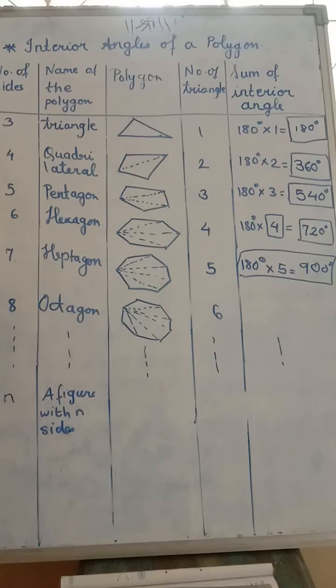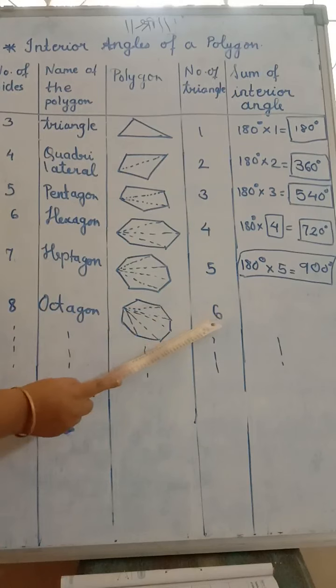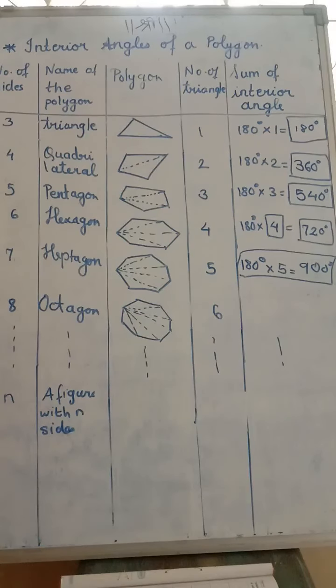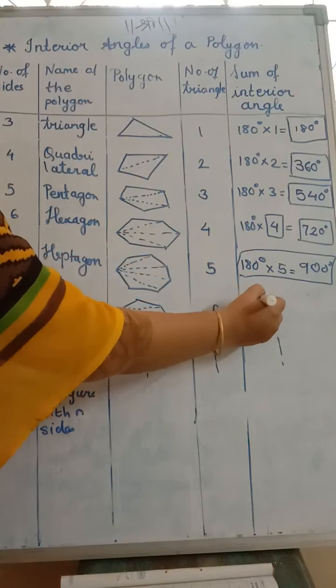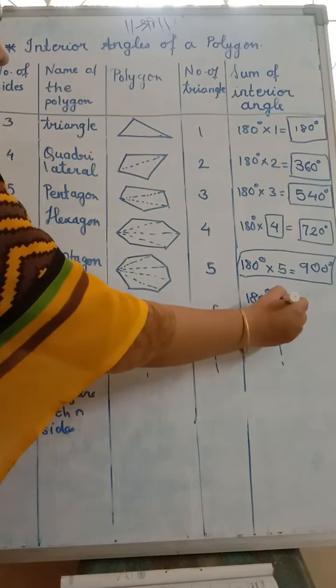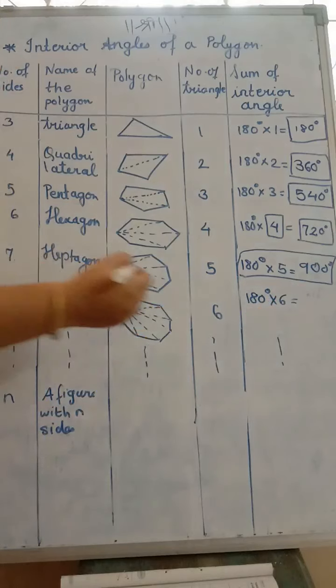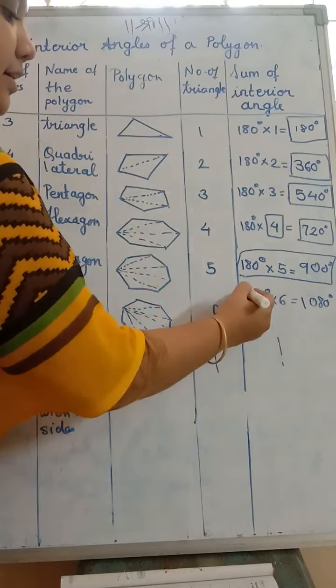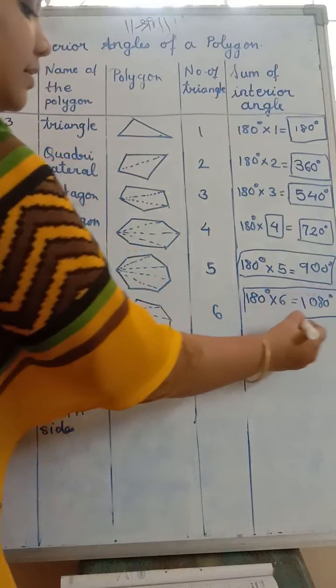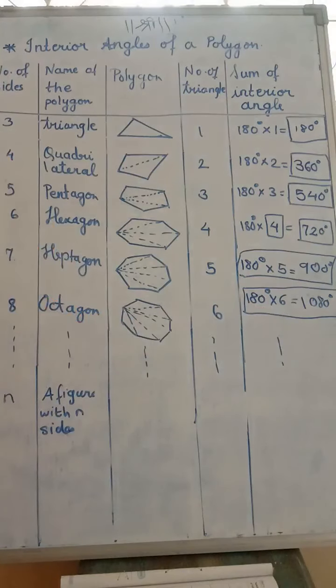Like this, form triangles. Now how many triangles are formed? See, 1, 2, 3, 4, 5 and 6. Did you get the answer 6? So what will you write in the next column? Yes, that is 180 degrees into 6. What is your answer? 1080 degrees. So this is the sum of the measures of interior angles of an octagon.